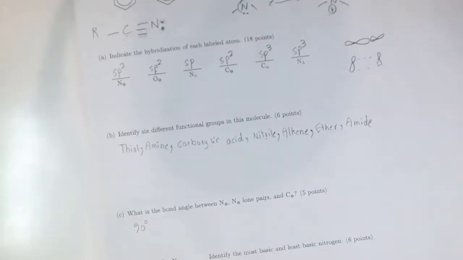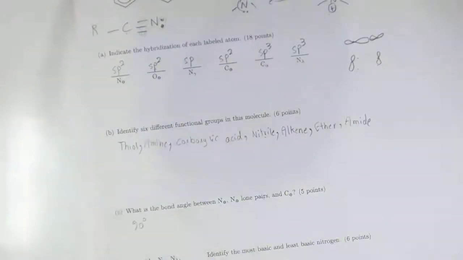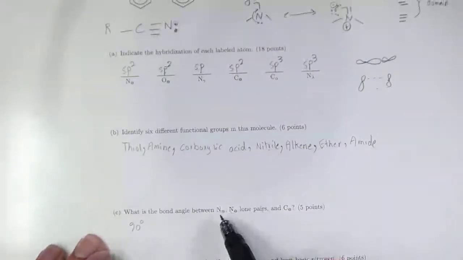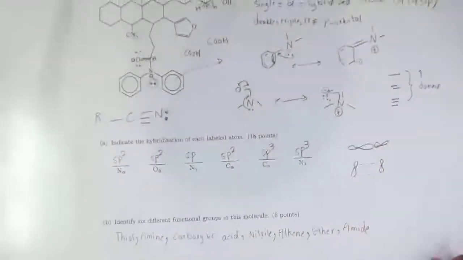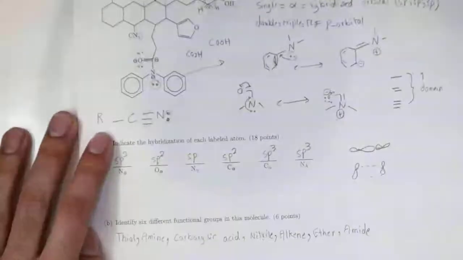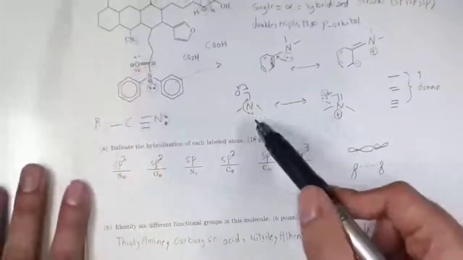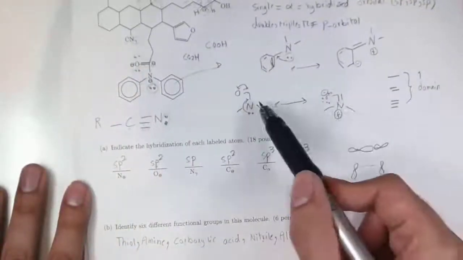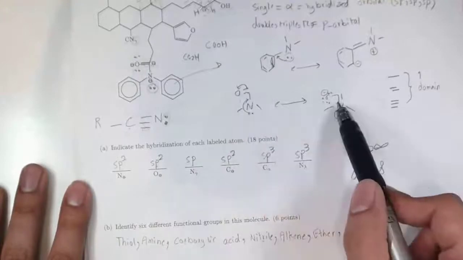If somebody doesn't understand the bond angle, which one? Oh yeah, the 90 degrees. Sure. The question was asking about N theta's lone pair and C theta. So I'm looking at this segment over here. I showed you that this lone pair is going to be forming resonance, essentially forming a double bond.